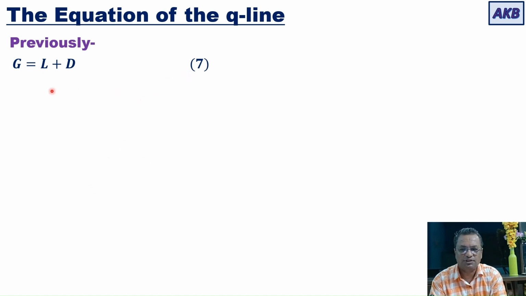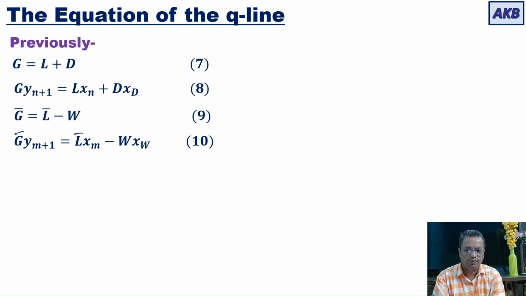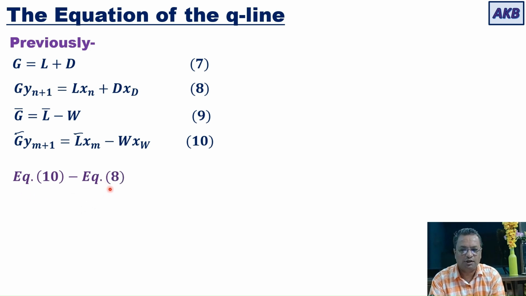So you have equation 7, which is G is equal to L plus T. Then you have Yn plus 1 into G is equal to L into Xn plus D into Xd, equation 8. And then you have G bar is equal to L bar minus W, equation 9. And G bar into Ym plus 1 is equal to L bar into Xm minus W into Xw, equation 10. Okay, so I have collected the required equations over here. We have got these equations just now. So let us perform this task: equation 10 minus equation 8.